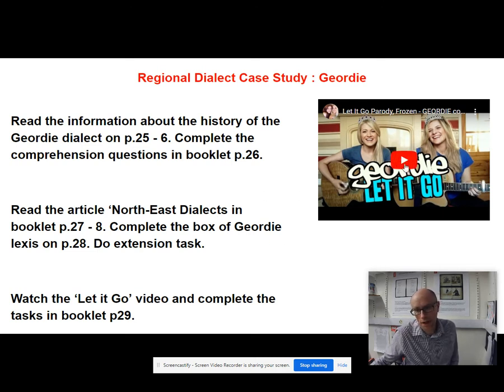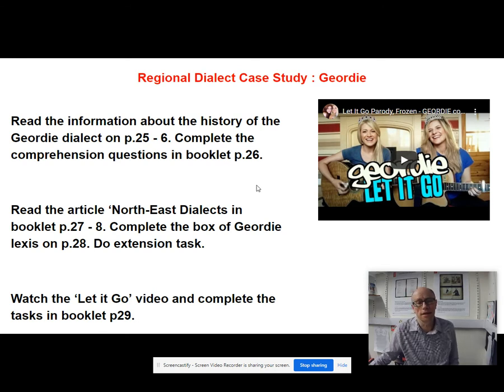What you want to do now is to watch this fun little video called Let It Go. There's a couple of Geordie lasses here who are singing a parody of Let It Go, and what they've done is they've transformed it into kind of Geordie accent and dialect. If you were in my class, you'll see this in the booklet on page 29. Let's just deconstruct some of the language use here.